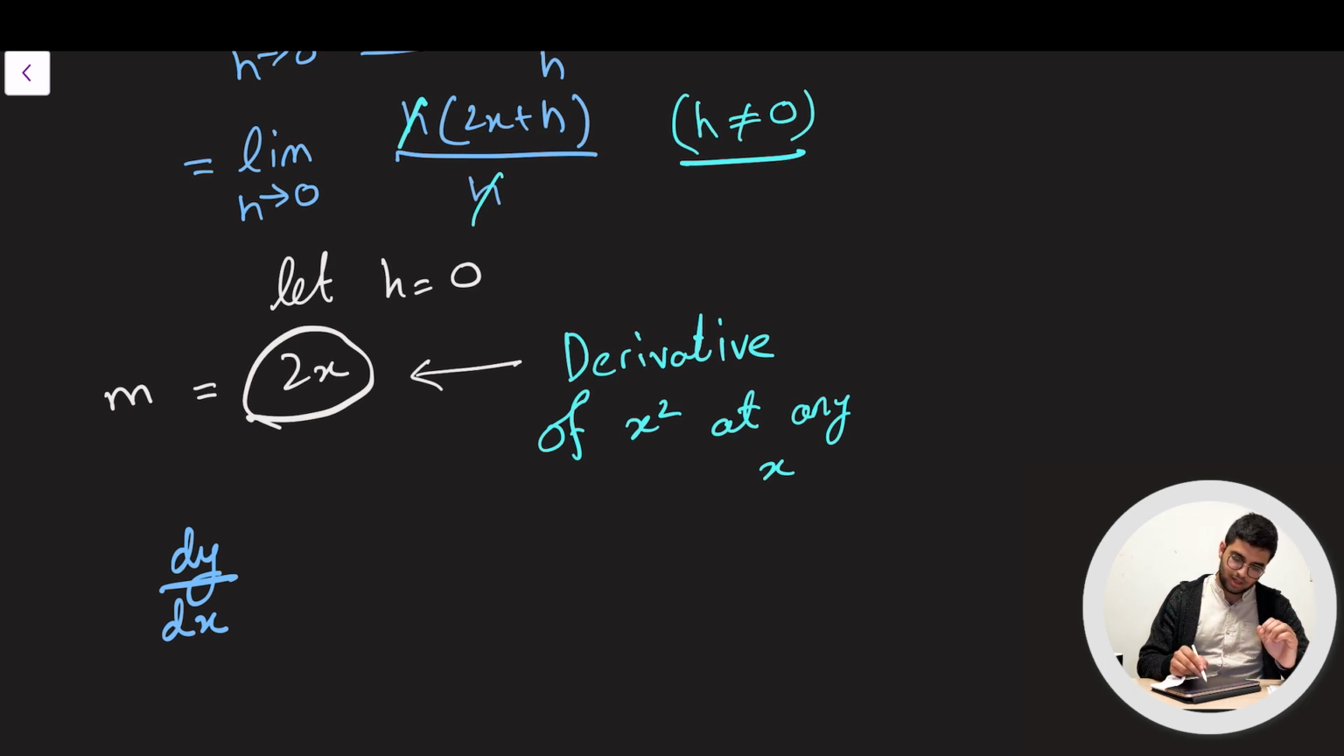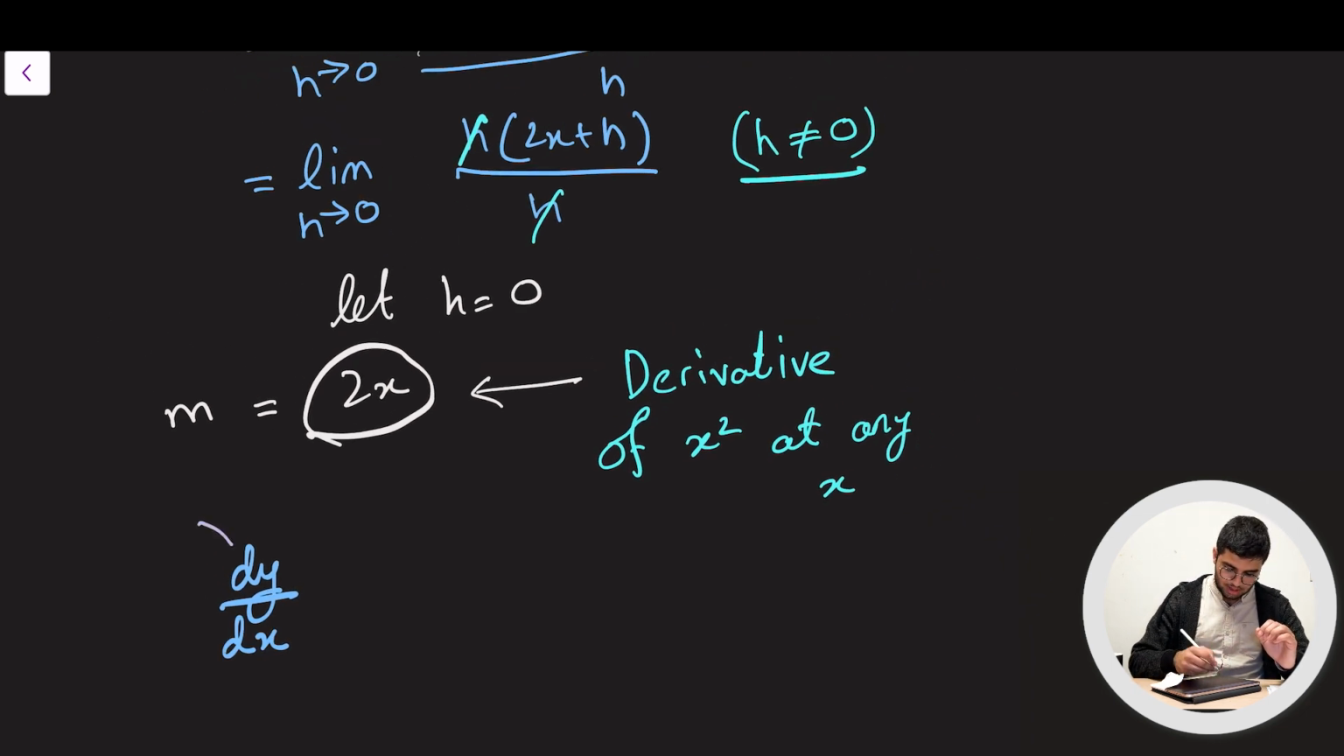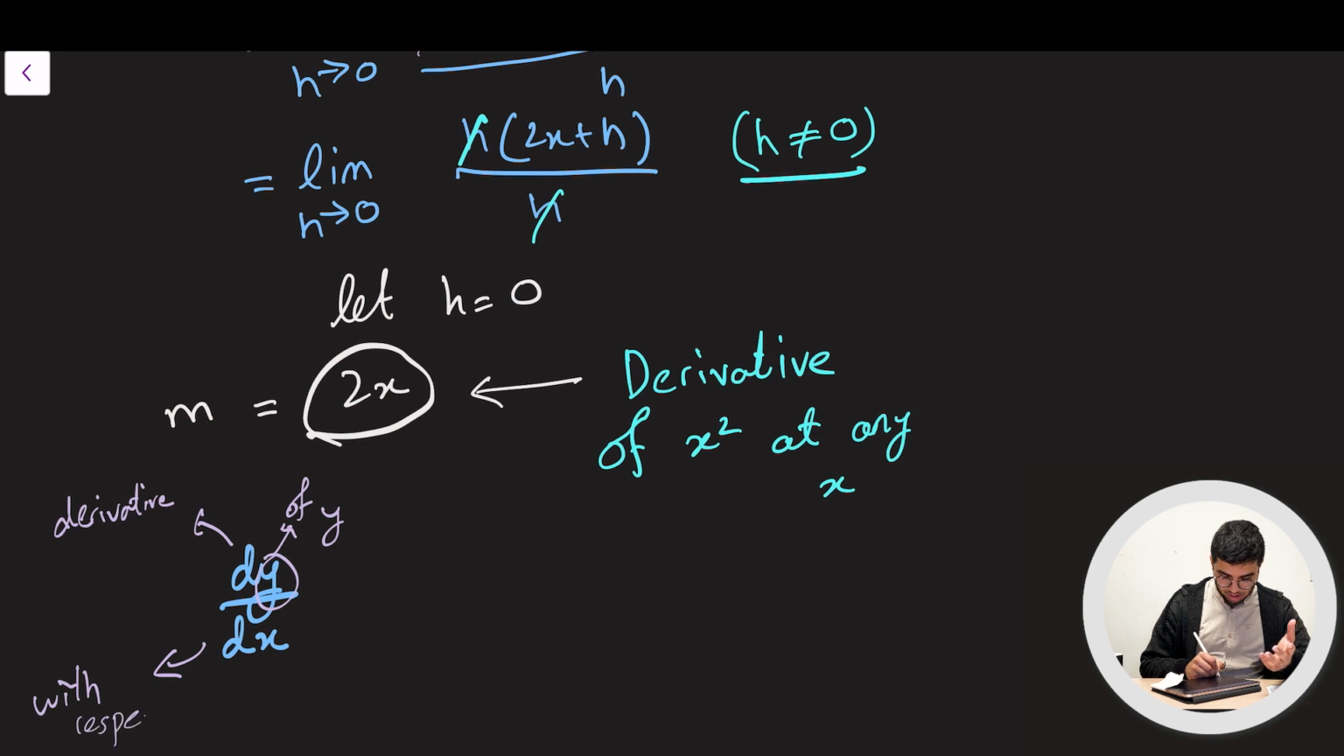Now, let's just break down what each of these things are. This reads the derivative of y. So the derivative of this value here, so the derivative of y, this d reads with respect to x, whatever value this is here. So it reads the derivative of y with respect to x.